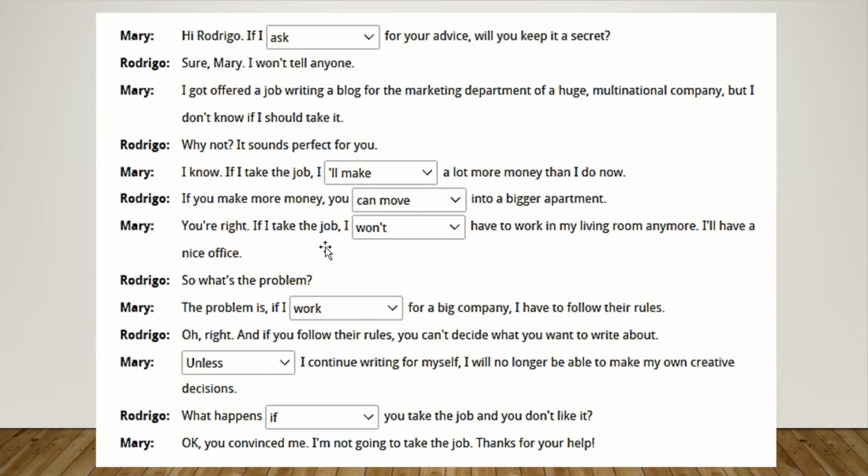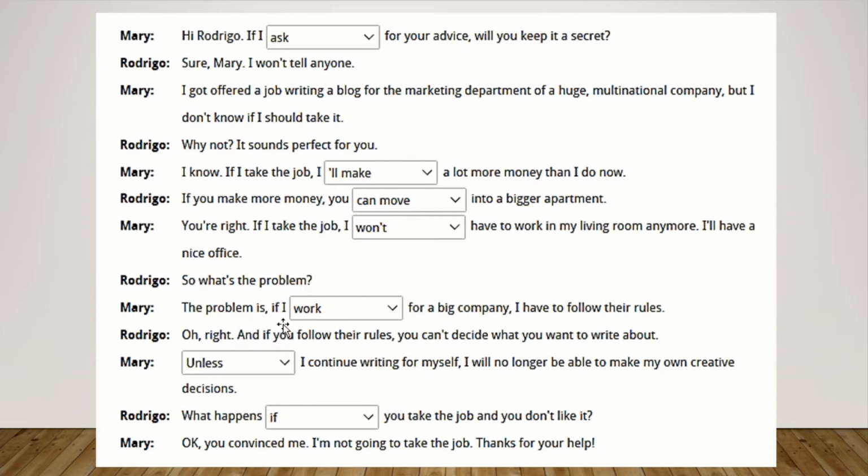You're right. If I take the job, I, present tense, my result in future. And your options were "may not" or "shouldn't". Remember that "shouldn't", first of all, is only used in present real conditionals. So that was not the correct one. And "may not" is probability. But in this case, as I told you in the previous one, if you analyze the context, if I take the job, I won't have to work in my living room anymore. This is something that he has for sure. So he won't have to work. It's not a probability. He's sure about that.